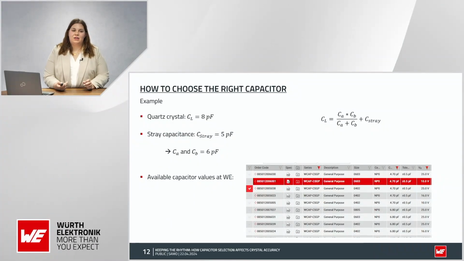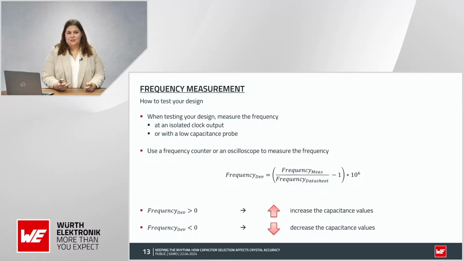And to show you how to really measure it, we have another tip for you. If you test or measure the frequency of your design, you need, best case, an isolated clock output, or you need to measure it with a low capacitance probe. Why is this? I showed in the graphs before that if you change your capacitance slightly, by 2 picofarads, you can cause a lot of frequency change. That means if you use a normal probe with a high capacitance, you bring this capacitance into your circuit, which will mean you don't measure the proper frequency of your circuit.